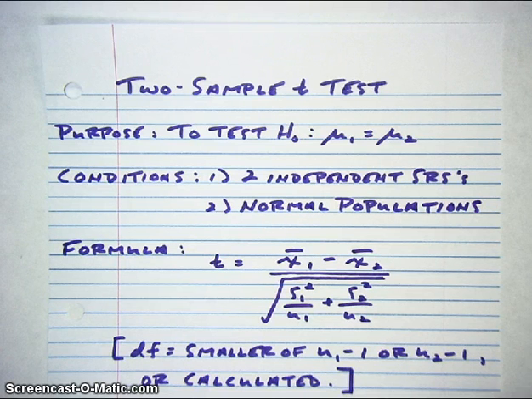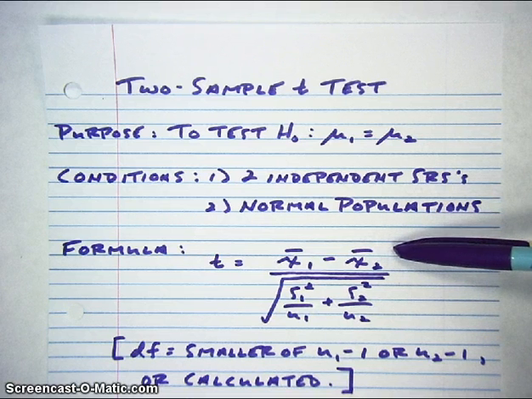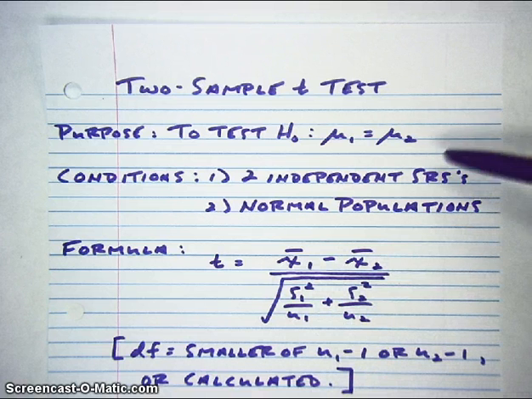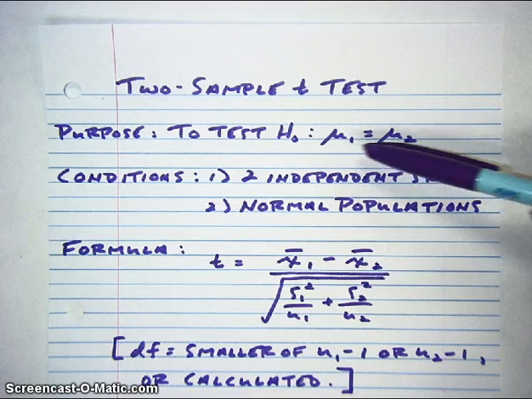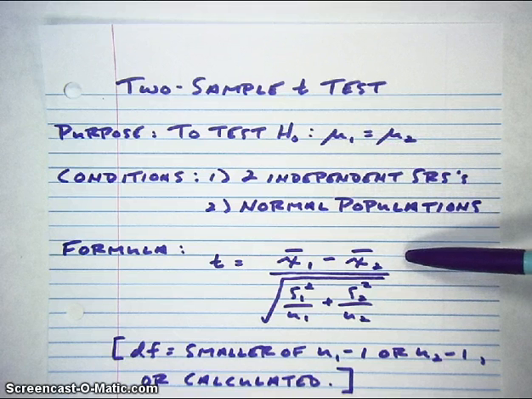The formula looks like this if you're testing that hypothesis up there. X bar 1 minus X bar 2 divided by this big standard error expression. If you're testing the null hypothesis that mu1 minus mu2 is equal to a specific value, then you'd want to subtract that specific value in the numerator here. But that's not very commonly done.